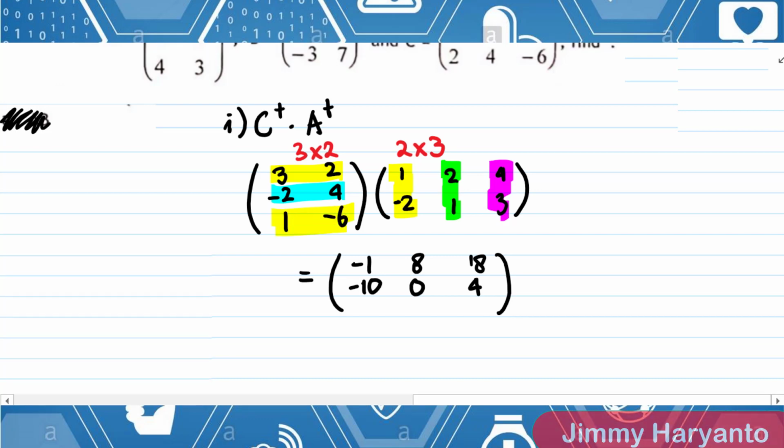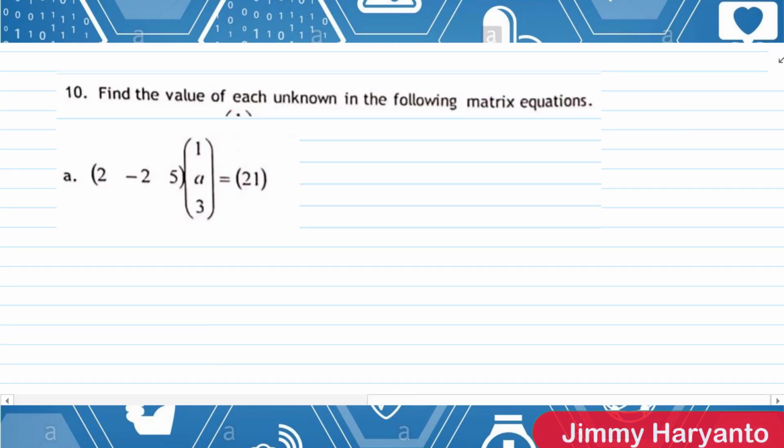And then the third row, you will get 1 and 12 equals 13, and then 2, negative 6, negative 4, and the last one is 4, negative 18, negative 14. There you go. This is the answer for 9I.